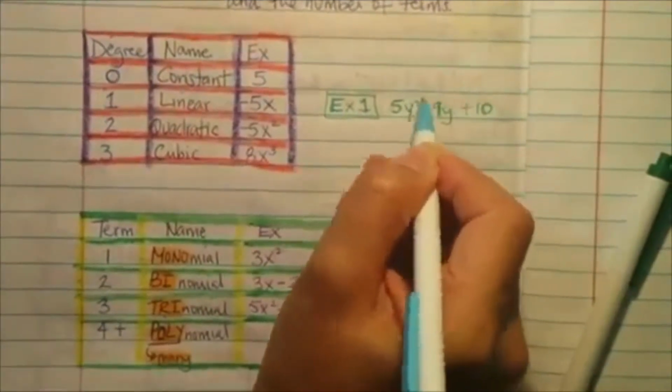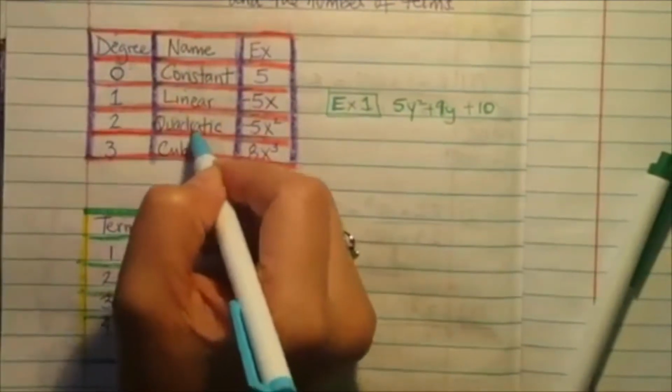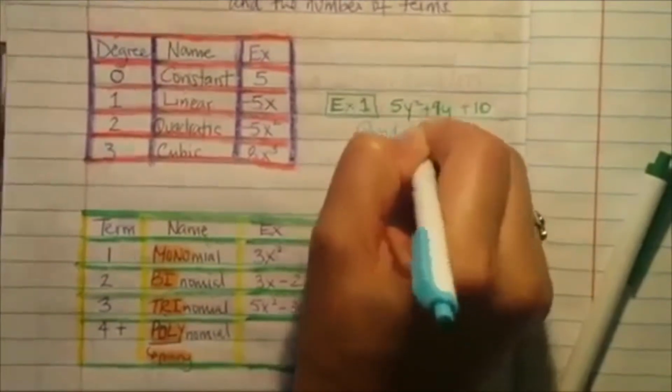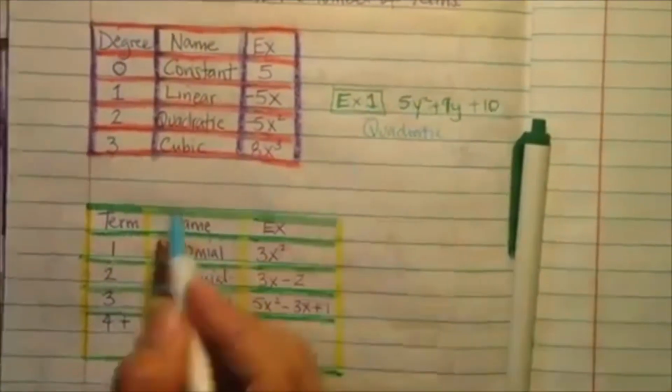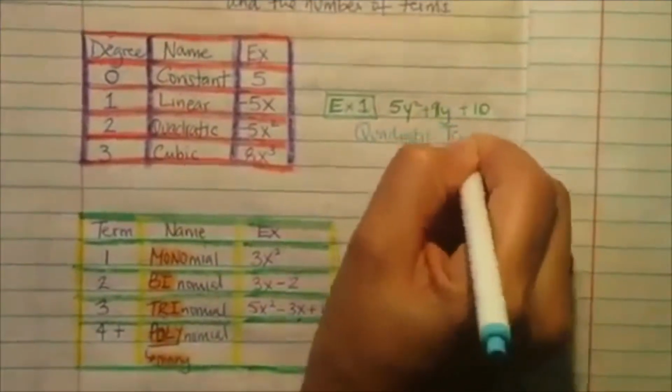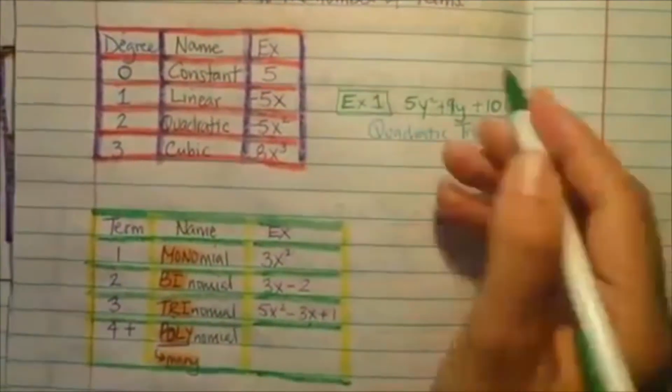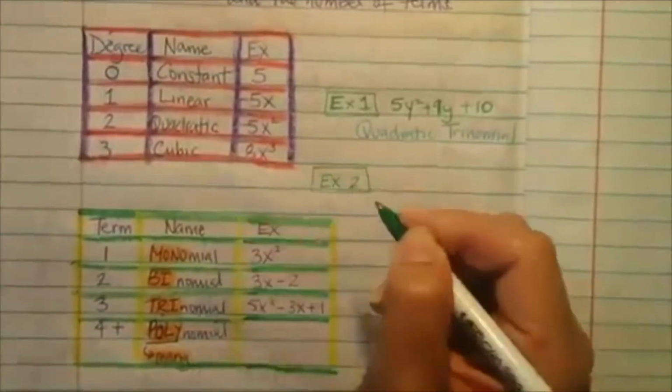Looking at the first example, it has a degree of 2, so it's a quadratic, and the degree is just the exponent. Then you need to know what kind of quadratic it is. How many terms does it have? 3. So it's a trinomial, so it's a quadratic trinomial, because it has 3 things and the exponent is 2.